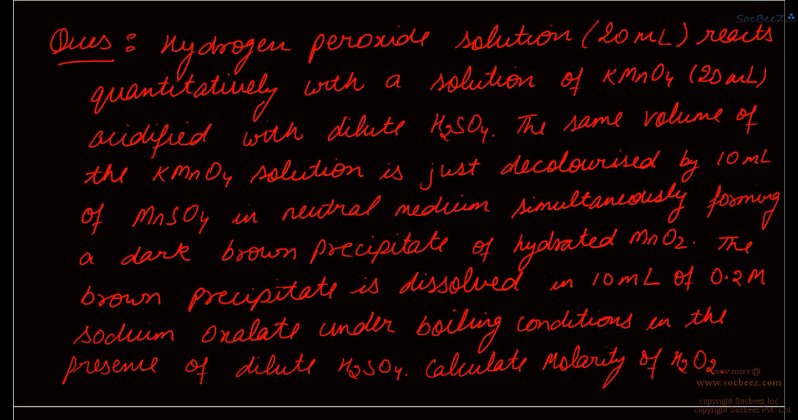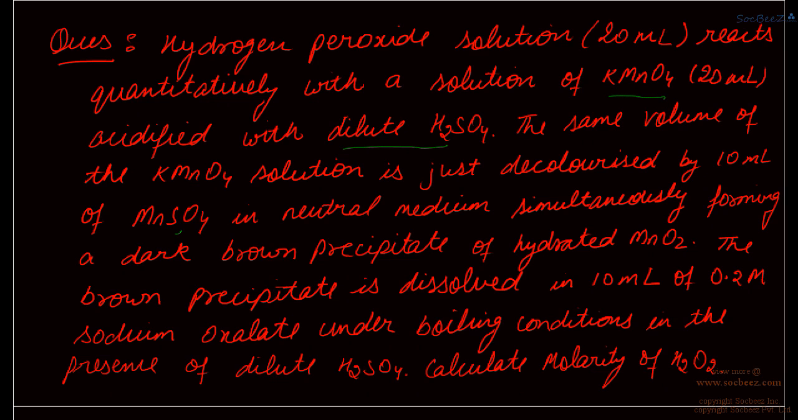Question says that hydrogen peroxide solution reacts quantitatively with a solution of KMnO4 acidified with dilute H2SO4. Therefore, just keep in mind that KMnO4 is acidified with dilute H2SO4. Hence, the medium is acidic, and in case of acidic medium, N factor of KMnO4 is 5. So this is the first thing that should occur in your mind while reading the question. The same volume of KMnO4 solution is just decolorized by 10 ml of MnSO4.